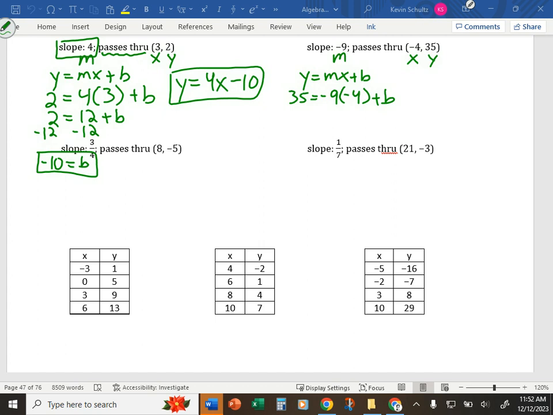Okay. Now we simplify the right side. -9 times -4 is positive 36. So 35 equals 36 plus b. And how do we get b by itself? You gotta subtract. Subtract 36. Opposite operations. We're moving 36 over. Subtract 36 from both sides. 35 minus 36 is -1. And -1 equals b.